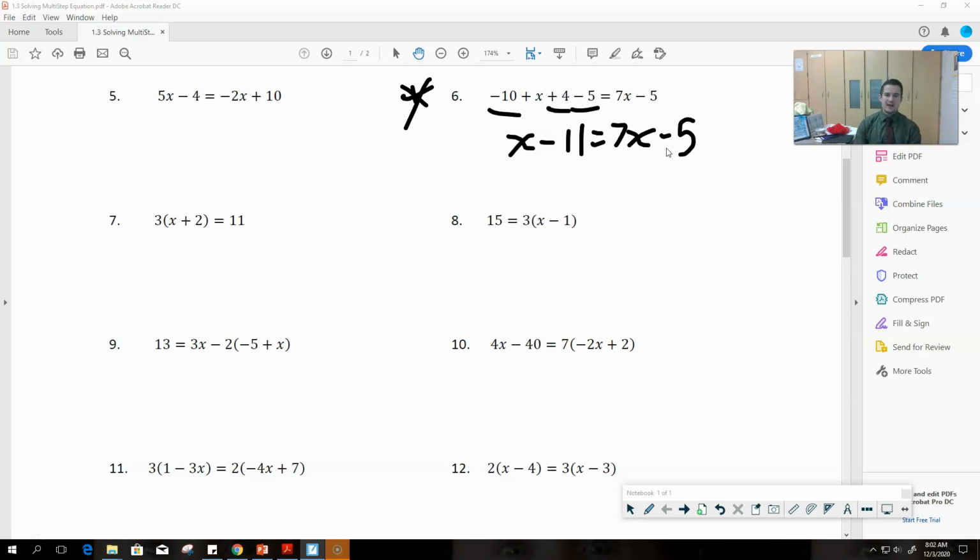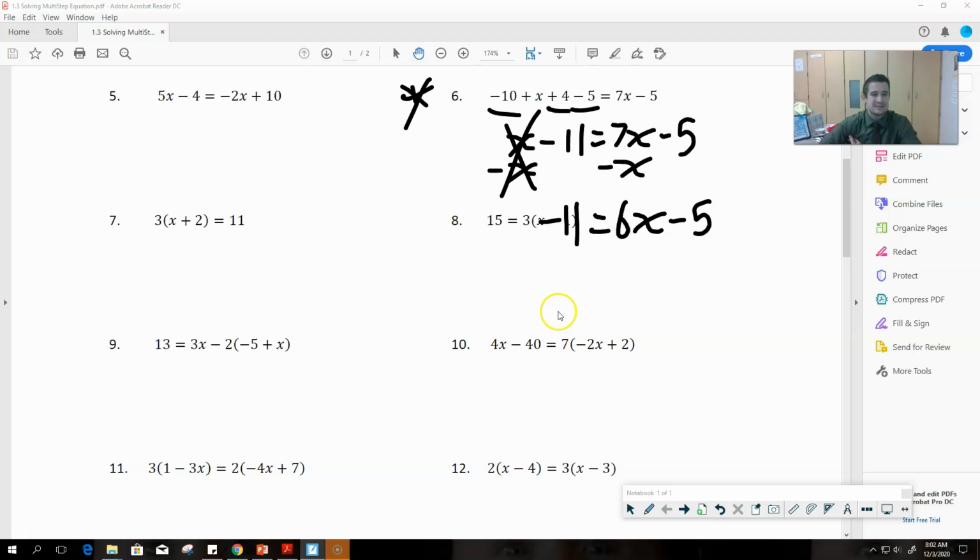Now, next step is I need to get all the x's on the same side, and I can get them on whichever side I want to. I'm probably going to subtract 1x on both sides, because that will get rid of this x right here. 7x minus 1x is 6x. So I have 6x minus 5 equals negative 11. Okay. All the x's are on one side.